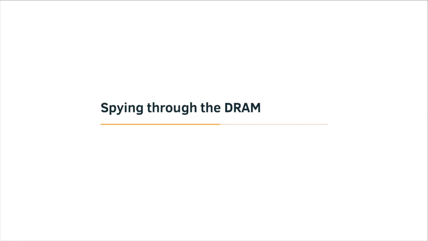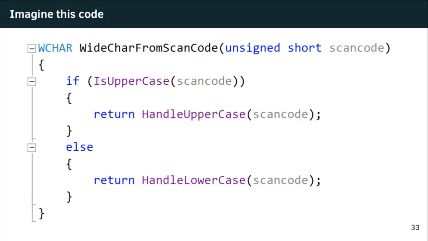So the first thing we want to exploit here is we want to spy on other people's software through the DRAM. And imagine this function. It is really an imaginary function. It's inspired from a real function that leaks a lot more information than this one does. Imagine you have a scan code from the keyboard coming in. If it's uppercase, it goes into a handle uppercase function. If it's lowercase, it goes into a handle lowercase function.